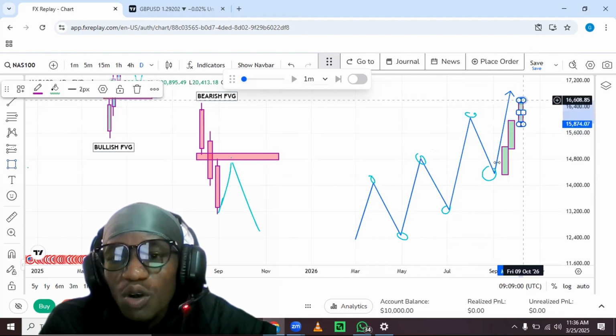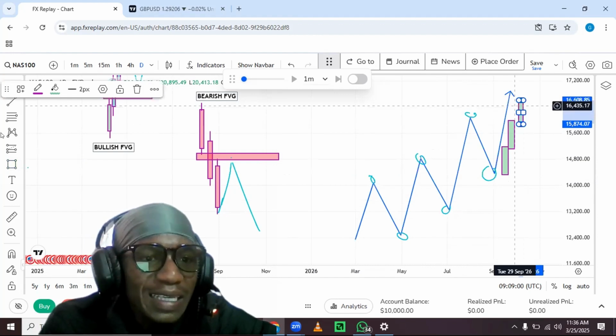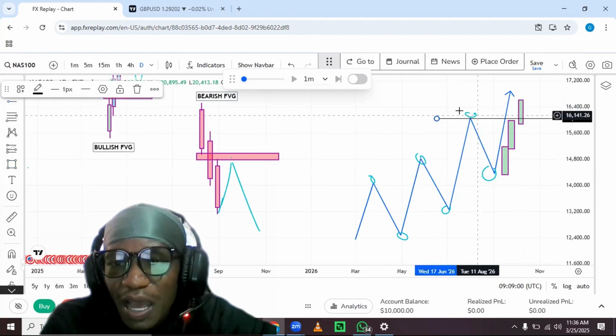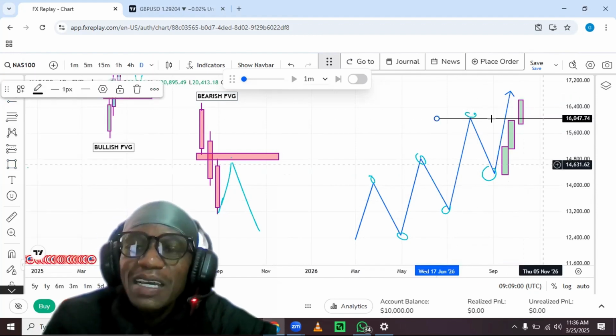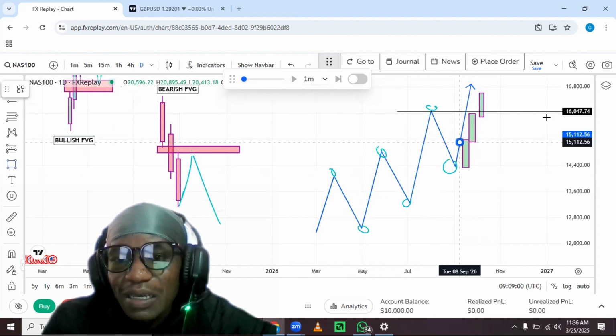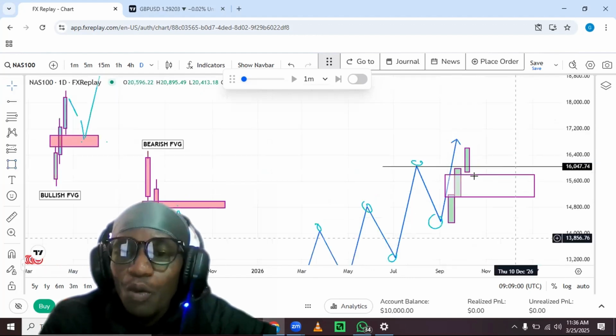As we move up, we create this fair value gap, right? And from this swing low, where were we moving to? We're moving up. What were we targeting? We were targeting this swing high point. That's how the market moves. Then after targeting this swing high point, what happens? We leave a fair value gap, right? So now once we leave this fair value gap, what are we expecting now?